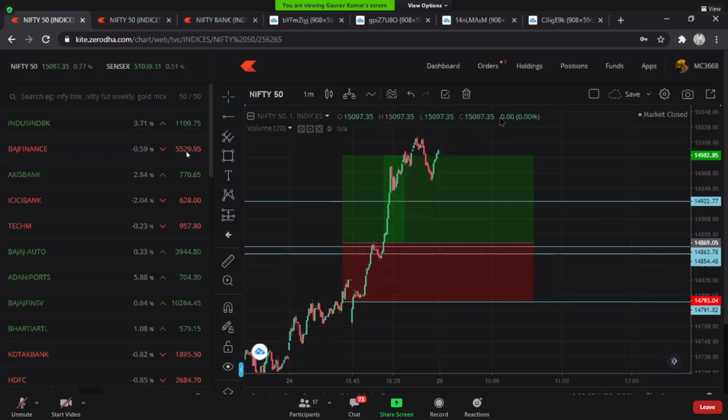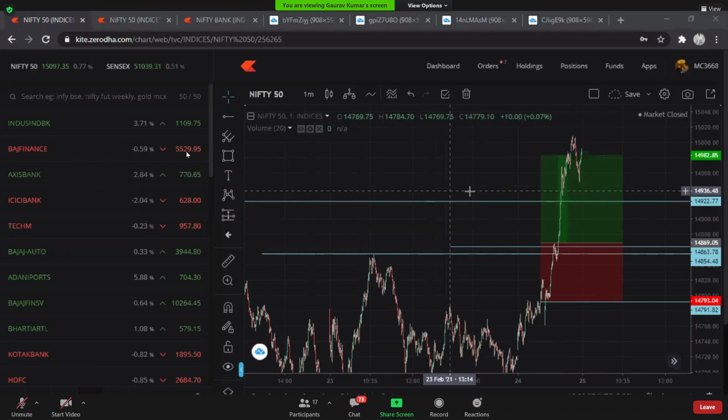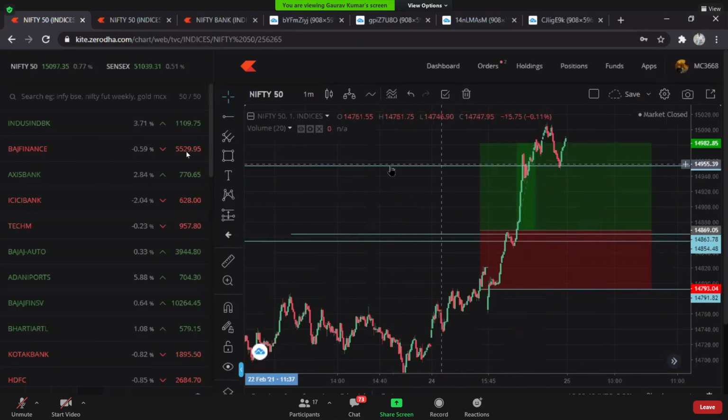If a stock opens gap up above its resistance, is it a breakout? No, it's not a breakout. That's not a breakout.